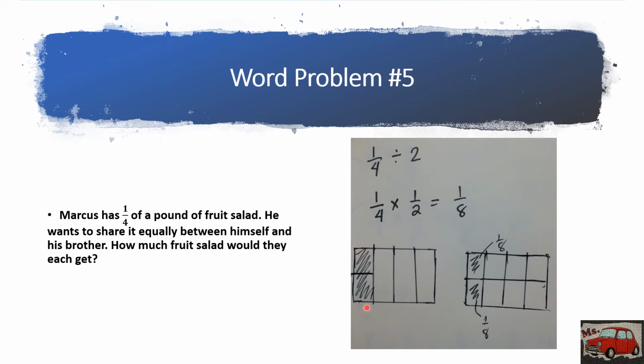Okay, so to make an illustration, just imagine this is a whole and 1/4 ng fruit salad, ito yung meron si Marcus. And then hinati niya sa dalawa, so since hinati ko to, hatiin ko na rin tong ibang parts, okay? So, in short, magiging 8 parts siya. And then, bawat isa, magkakaroon ng 1/8. Okay?